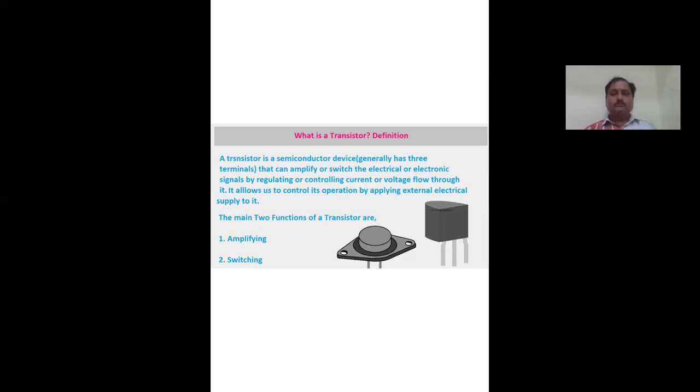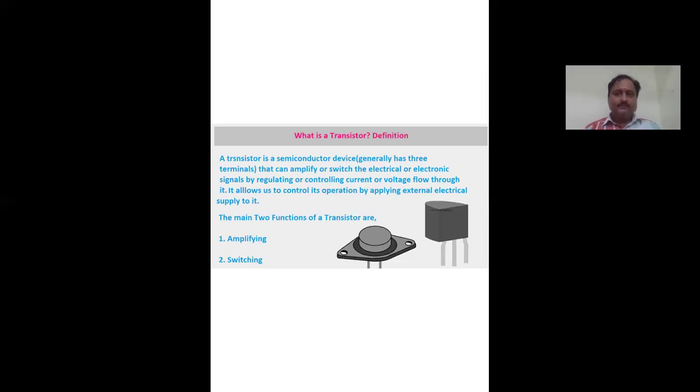We have two basic amplifying devices: one is a current amplifying device and the other is a voltage amplifying device. For voltage amplifying, we use the FET, field effect transistor. For current amplifying, we use the transistor. These are the two main amplifying devices.